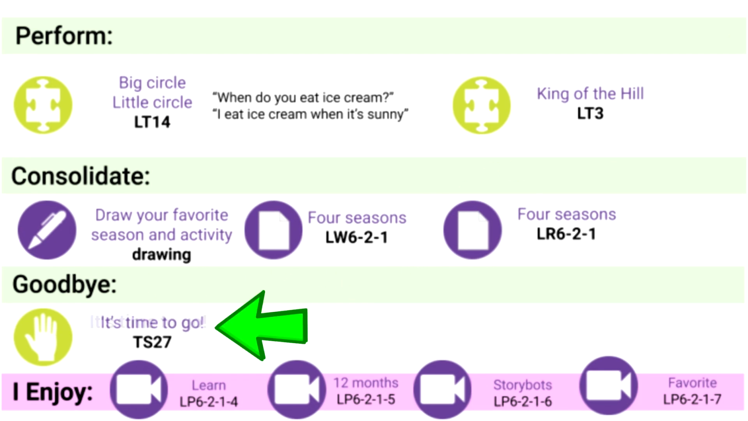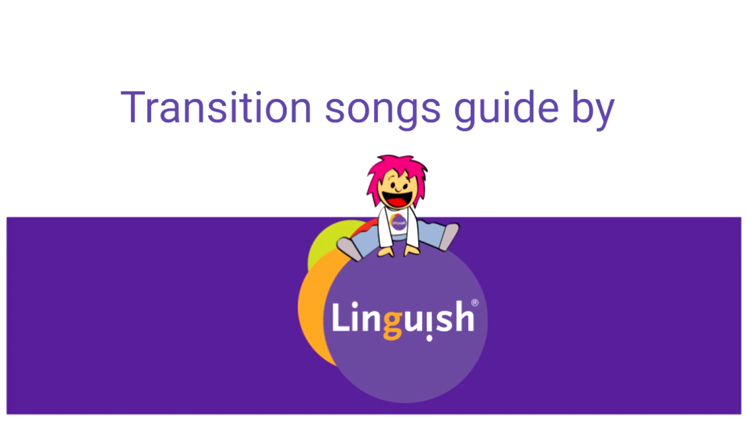What is this one? It's time to go? And that's a code we haven't seen before. You're right, this is TS27 or Transition Song 27. The transition songs are songs that we use so often we've compiled them in a transition song guide.